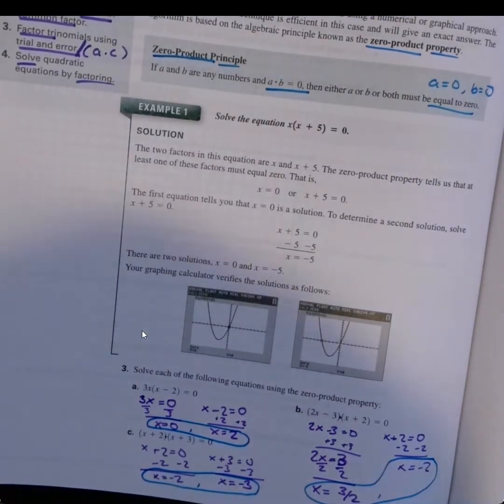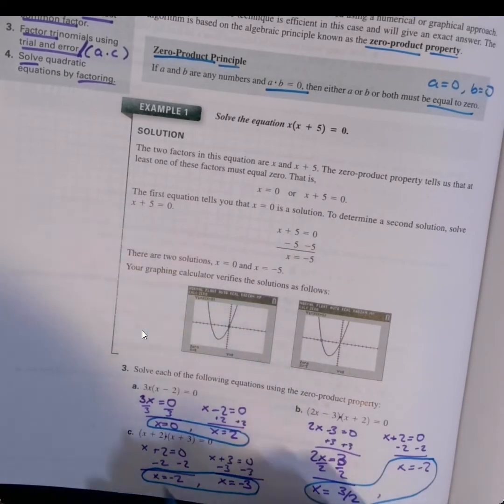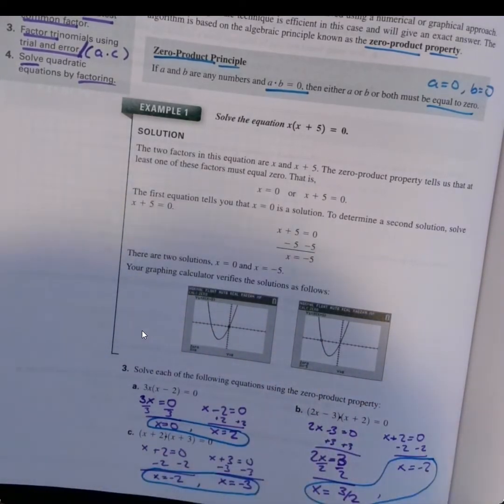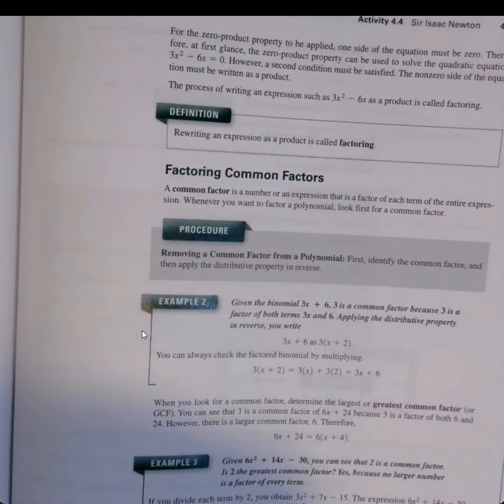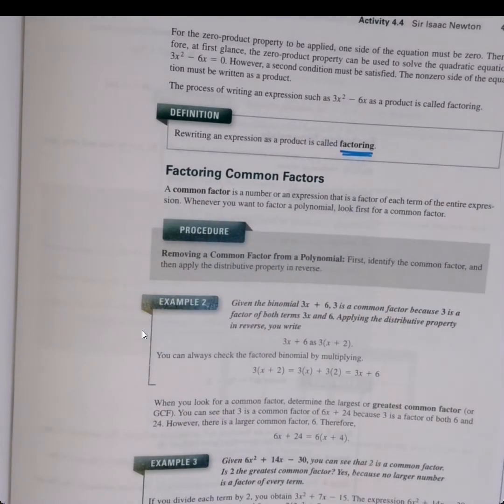Okay, so once they're factored, it's easy to solve them based on what I know about linear functions. You can add things, divide things to their side to get x by itself. The key is going to be getting them factored in the first place. So we want to rewrite the expression as a product by factoring.